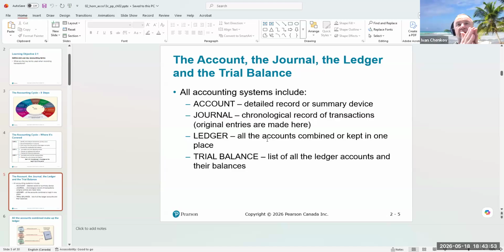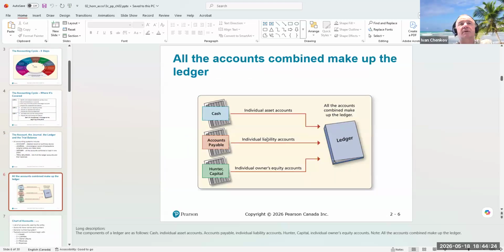So when we explain for each account what happened in that particular account, we're going to put it in one place, and that's going to be our ledger, which combines all the accounts in one place. Each account is going to have a balance, and when we pull a list with all the accounts and all the balances, that's going to give us the trial balance. From the trial balance, it's going to start bringing the information.